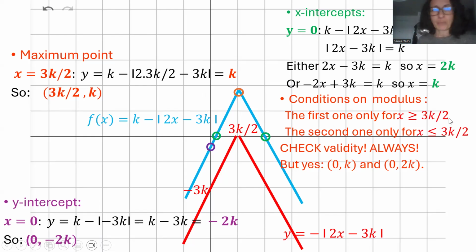So we want you to check all the time your solution, 2k, very nice, but then against the condition that makes it possible to get, which is greater than 3k over 2. 3k over 2 is 1.5k, so this is safe, right? And then again, in this case, the second one would only be valid for x less than 3k over 2, because that's when the modulus is exchangeable by the opposite argument of minus 2x plus 3k, right? But this passes the filter because k is actually less than 3k over 2.